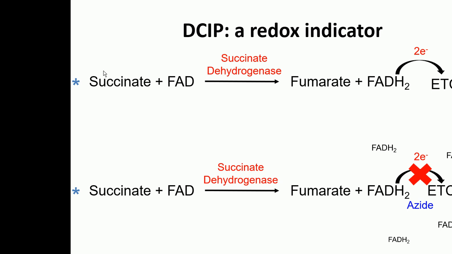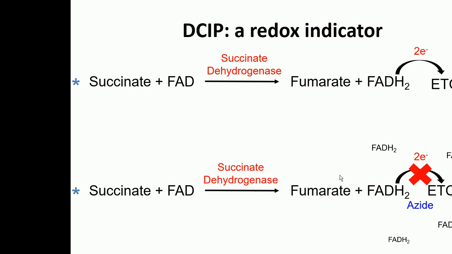And how are we going to block it? We are going to use sodium azide. It is an electron transport chain blocker. So when the succinate is oxidized, the electrons are given to FAD, and FAD gets reduced to FADH2, and succinate gets converted into fumarate. This reaction takes place with the help of the enzyme succinate dehydrogenase, because FAD is actually the coenzyme of succinate dehydrogenase.